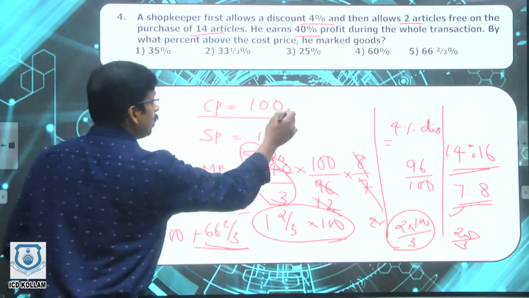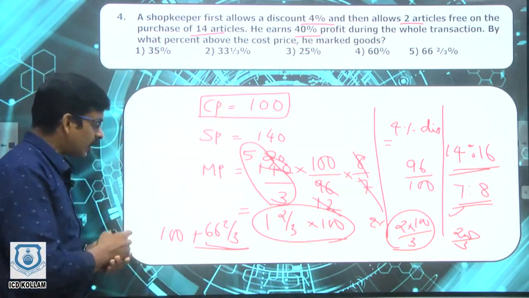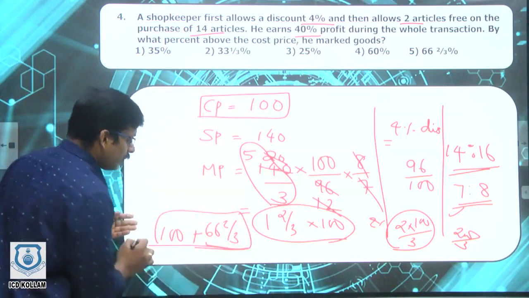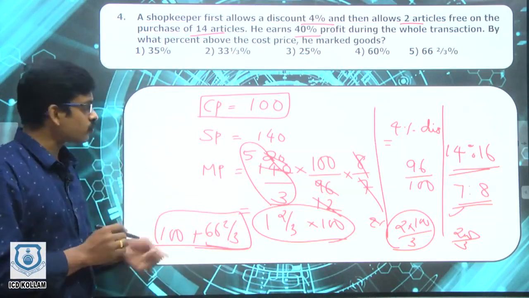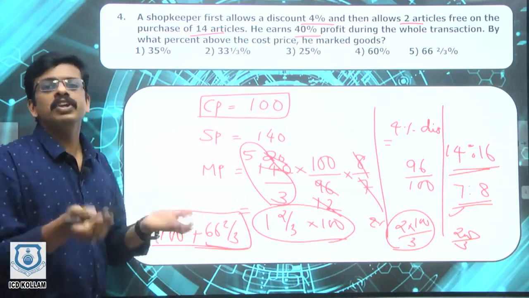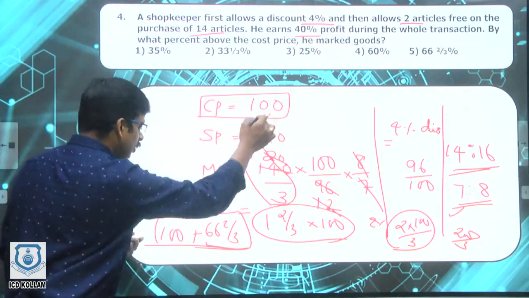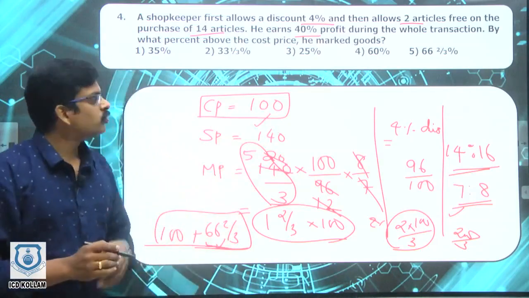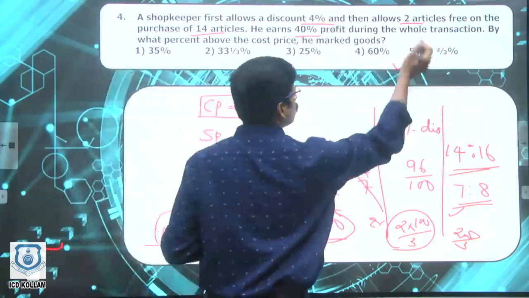How? CP is 100. So there is no need to say percentage more, because while more in 100 is automatically percentage more. So 100 here, 66 2 by 3 more here. So our answer is the fifth option, 66 2 by 3 more.